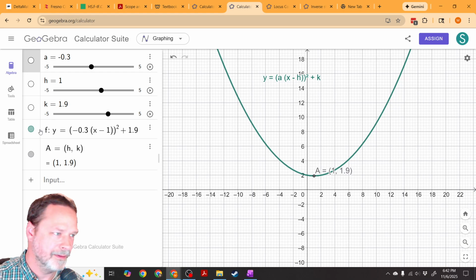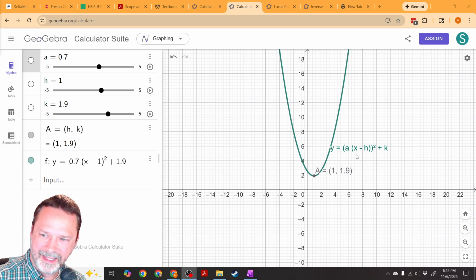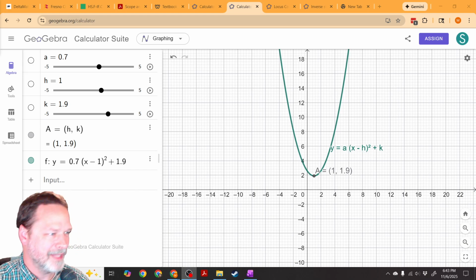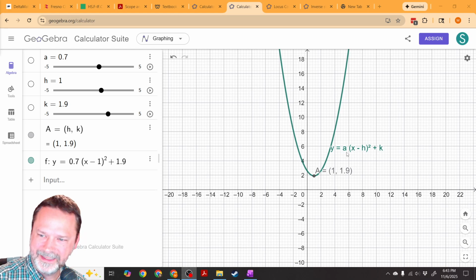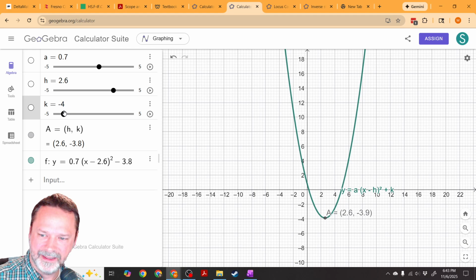Oh, hold on a second. There we go. Yeah, I typed in there a little wrong. A times x minus h squared plus k. Now everything's right the way it's supposed to be. And what does that get us? It gives us, because my a right now is 0.7, 0.7 times x minus 1 squared, because my h is 1, plus 1.9, my k is 1.9. And you'll see that h and that k value get moved around right there.